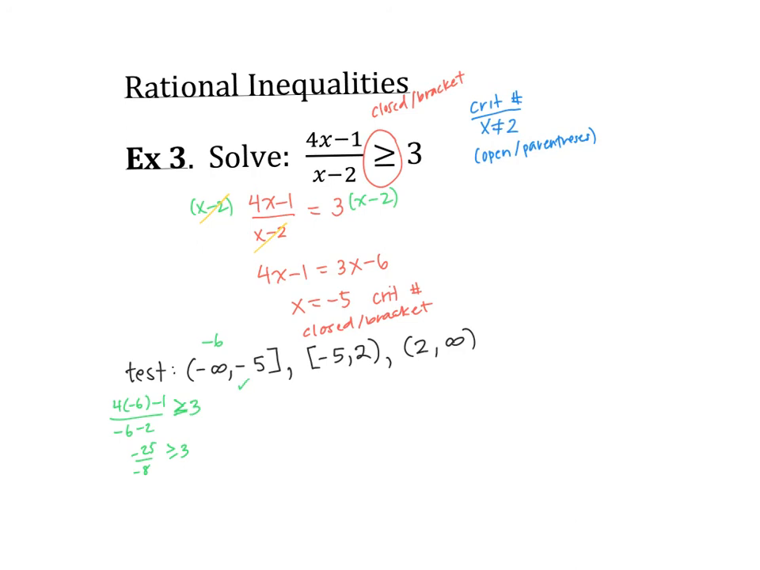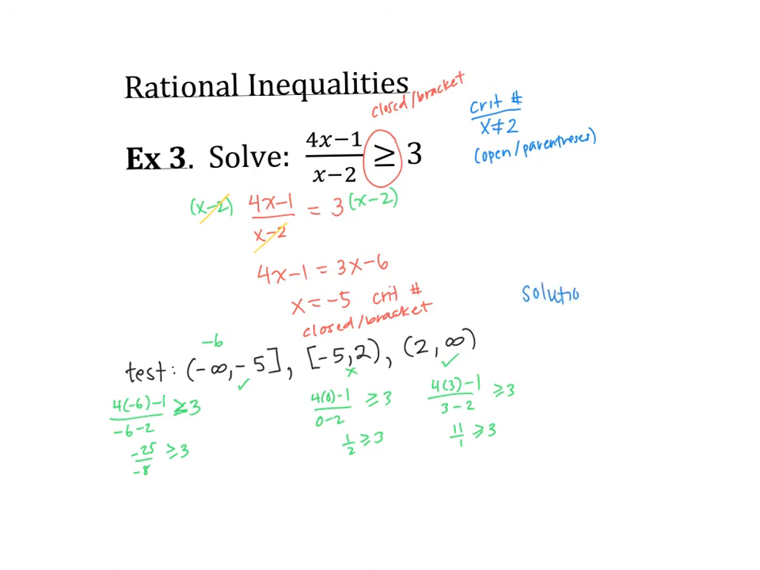Okay, let's see. Between -5 and 2, I'm going to try 0. 4 times 0 minus 1, over 0 minus 2, is that greater or equal to 3? What is that, 1/2 greater or equal to 3? No. Okay, they often alternate, so I'm guessing the next interval is going to work, although sometimes that's not true. Between 2 and infinity, I'm going to try the value 3. 12 minus 1 is 11 over 1. Is that greater than or equal to 3? Yes, it is. Okay, after all that work, I need to make sure I list the solution.